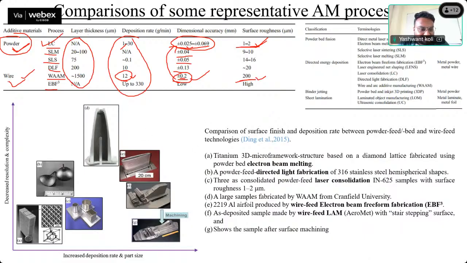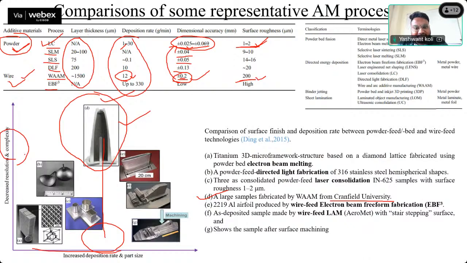So these are the basic diagrams. This is a VAM fabricated component from Cranfield University. I told you Cranfield University is very much working in VAM. They have a WAAM 3D company also. They have fabricated different types of components with different materials also. So VAM happens to be in the middle, with the moderate deposition rate, part size, and moderate complexity also.